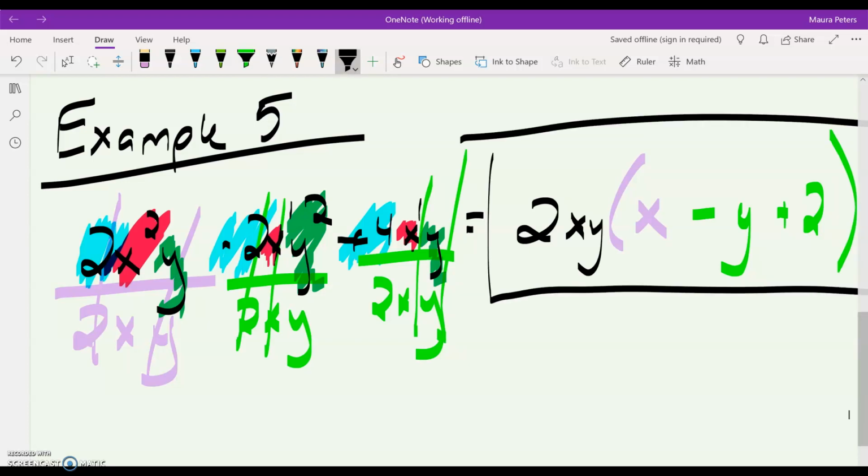You can check by redistributing, and you'll be able to tell that you end up with the original problem.